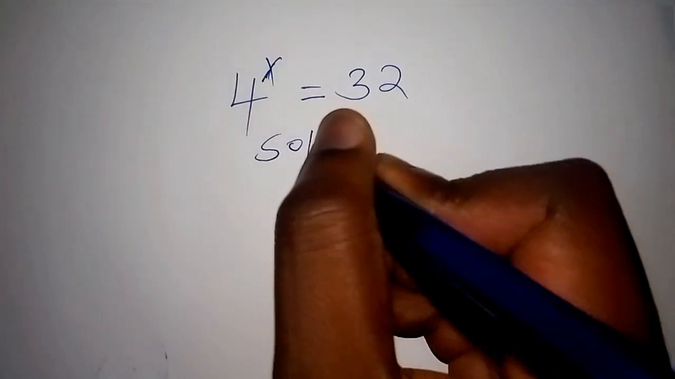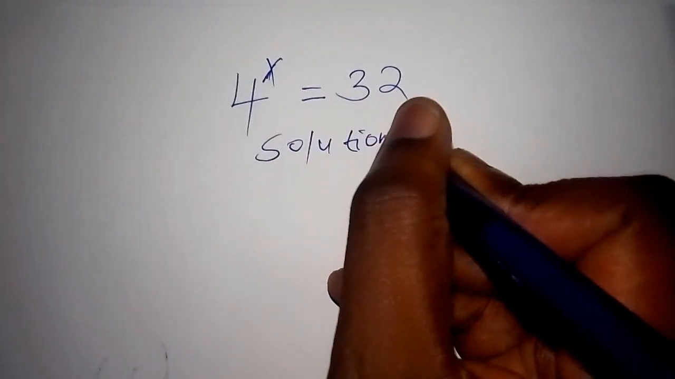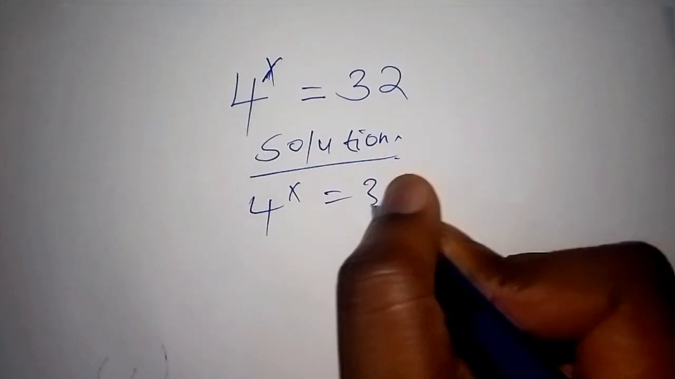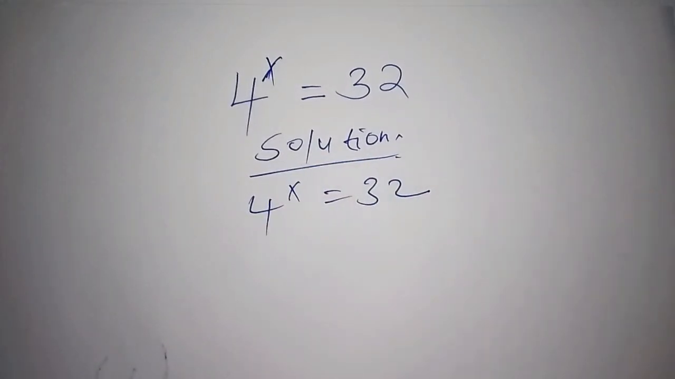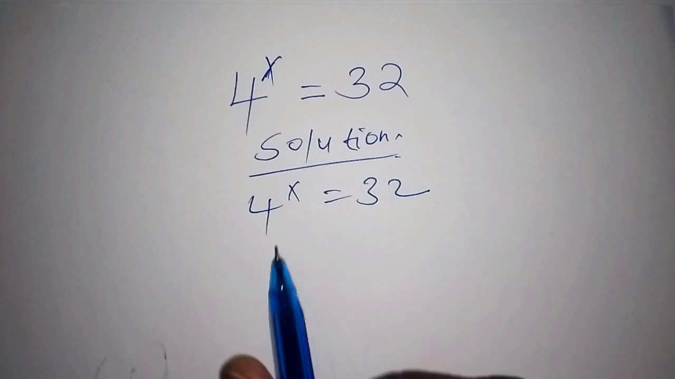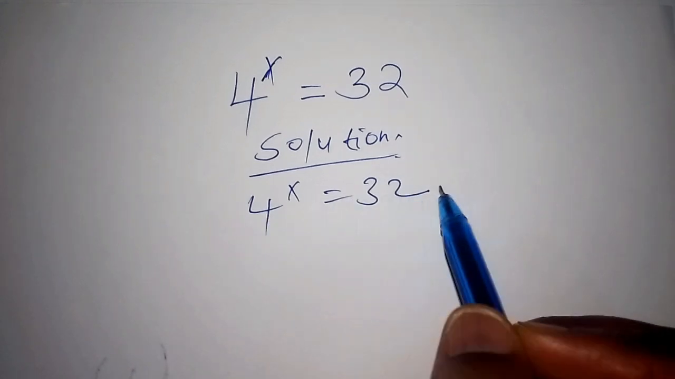In our solution, we shall have what we want to solve: 4 to the power of x is equal to 32. If you know how to solve this maths problem, you can share with us the answers that you've got at the end of this lesson. So let's begin. How do we solve 4 to the power of x equals 32?